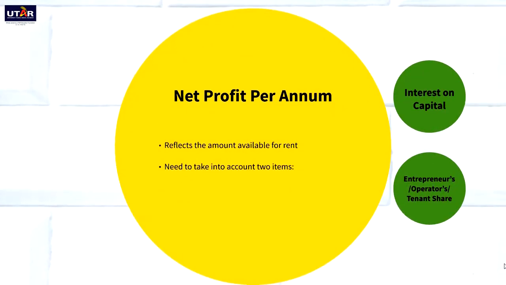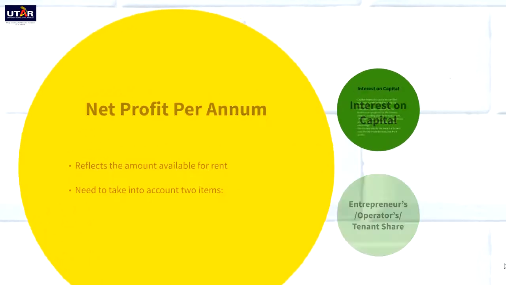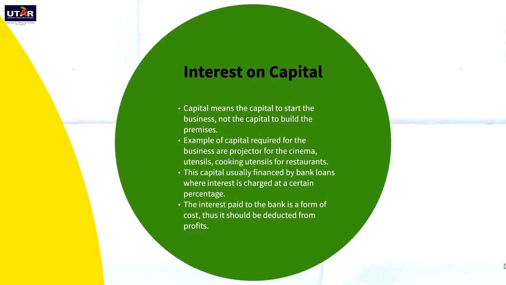Net profit per annum reflects the amount available for rent. We need to take into consideration two items. The first one is interest on capital. Capital means the capital to start the business, not the capital to build the premises. Examples of capital required for the business are a projector for the cinema and cooking utensils for the restaurant.